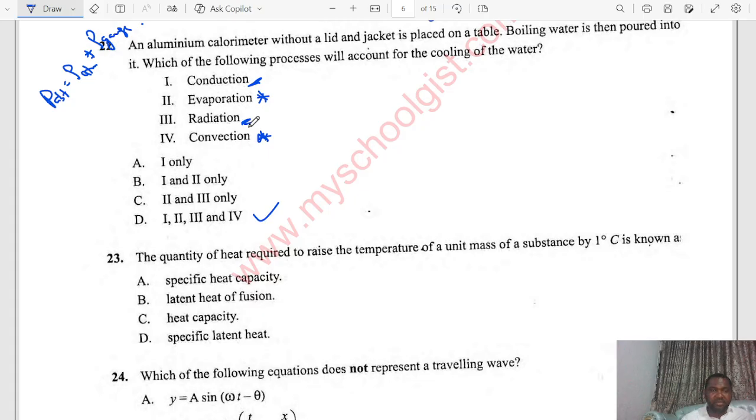Radiation is a mode of heat transfer that does not need any medium. Because if you stand near the pot, you are going to be feeling the heat. The heat gets to you by radiation, and of course you are going to have heat loss by convection. So D is the answer.